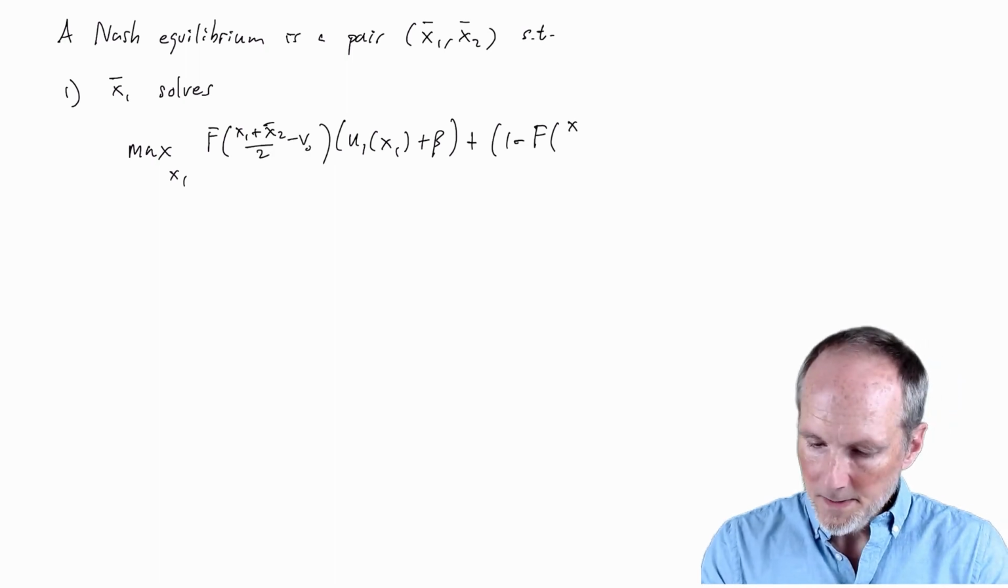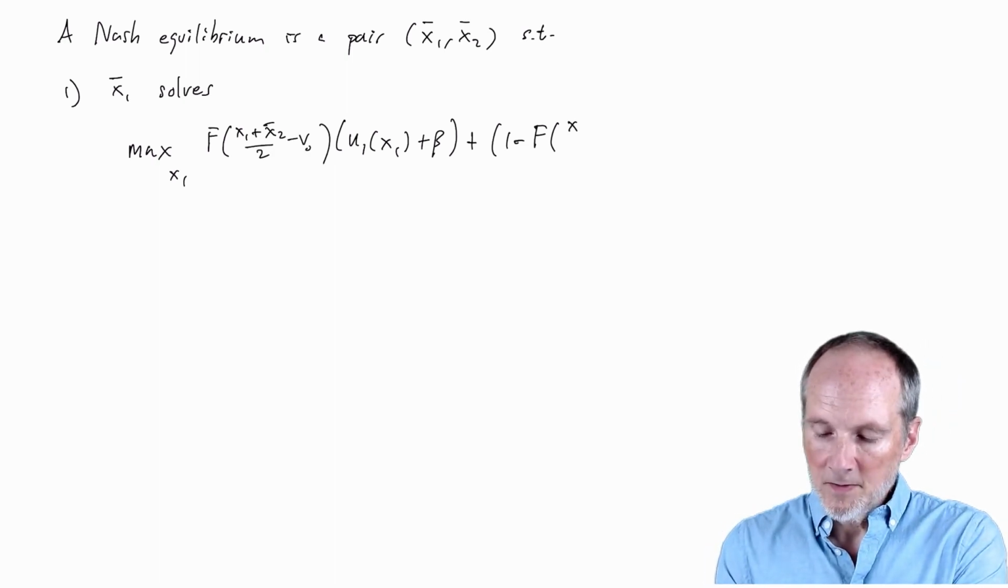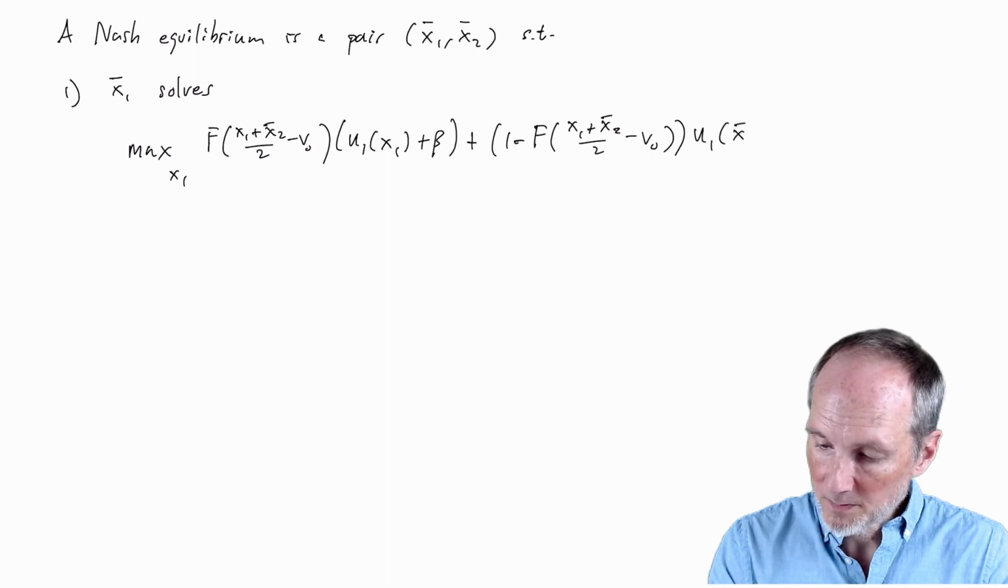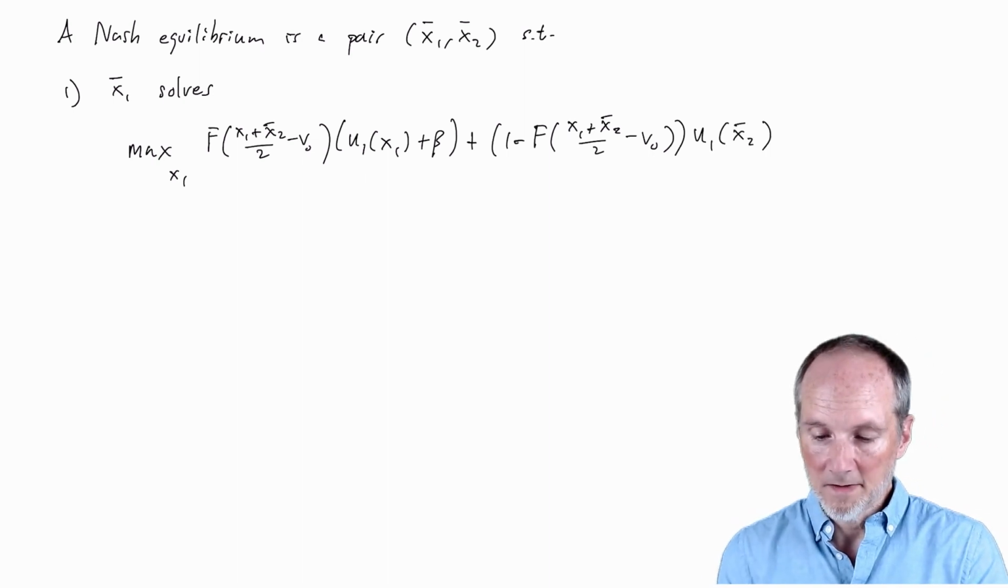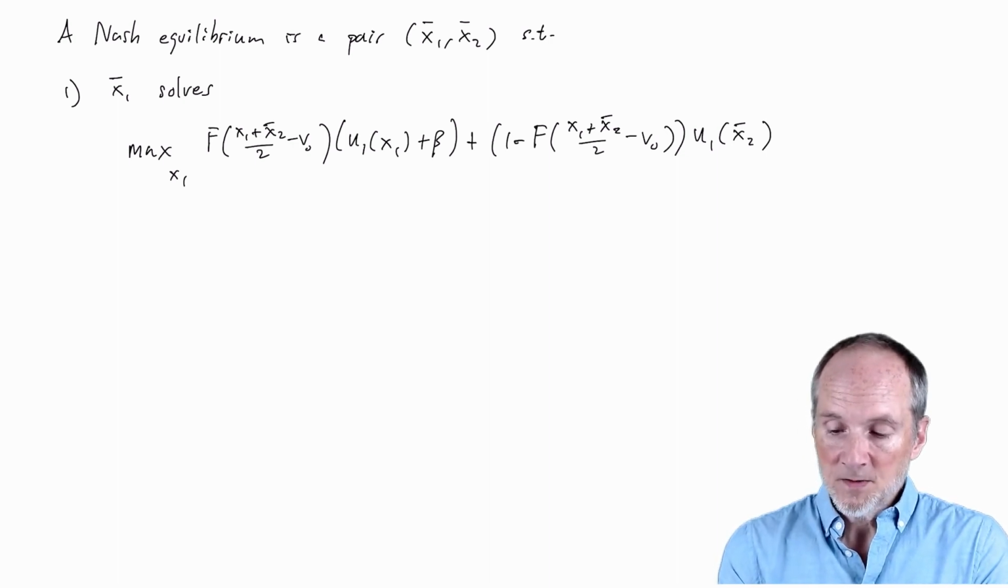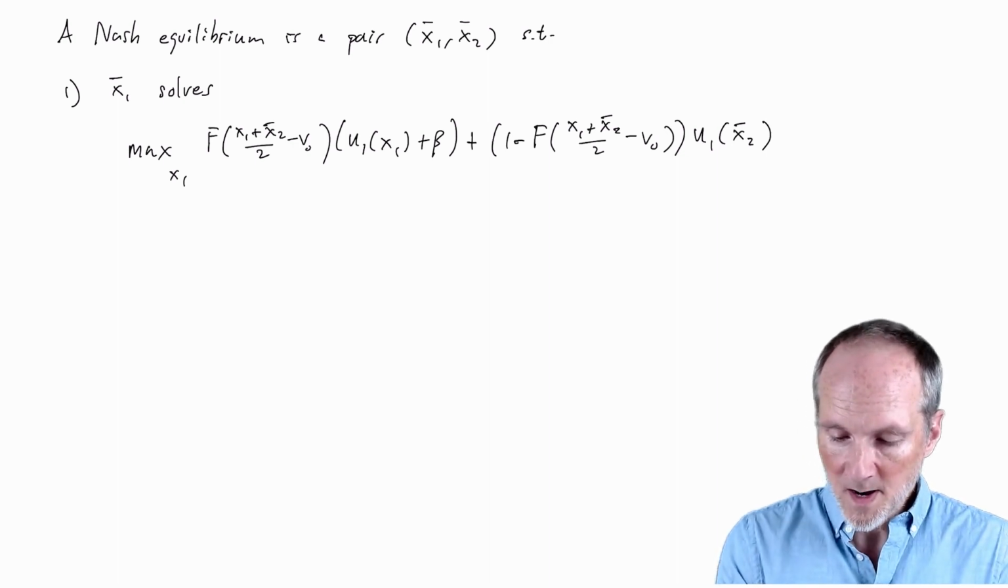Now, what's the probability that the voter chooses 2's proposal? Well, it's 1 minus that, in which case politician 1 gets the utility from 2's proposal. So the first condition is that politician 1 chooses their proposal optimally.